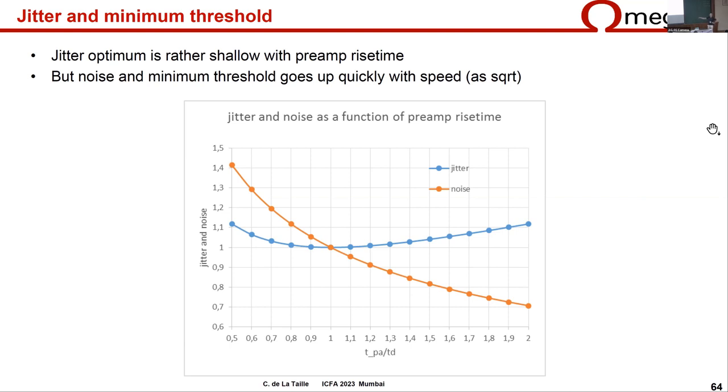This is something I want to bring your attention to. You see that if you are twice too slow or twice too fast in the preamp, you only change the jitter by 10%. So the bandwidth is not going to do so much after all. But what you will see very quickly is that if you are twice too fast, then you increase the noise as square root of 2. This means that your minimum threshold will be higher. It will be more difficult to see your MIP. So at some point, getting too fast is hurting. So you clearly have to work carefully on the optimization.